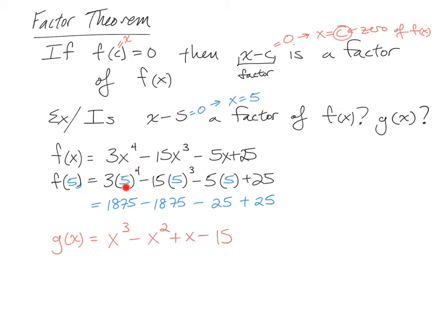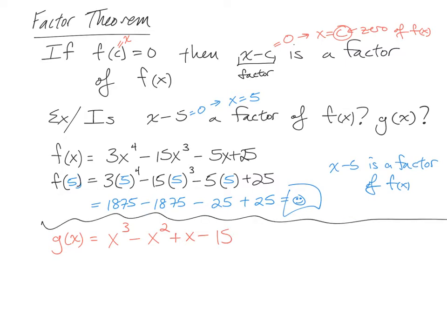And then we can see that this will be 5 to the 4th power is 625. 625 times 3 is 1,875. And you can follow that process all the way down, and see that we get 0. And that's the magic number, 0. You're so happy you can go ahead and put a little smiley face in there, because this tells us that x minus 5 is a factor of f of x. All right, so checking to see if something is a factor is pretty easy.